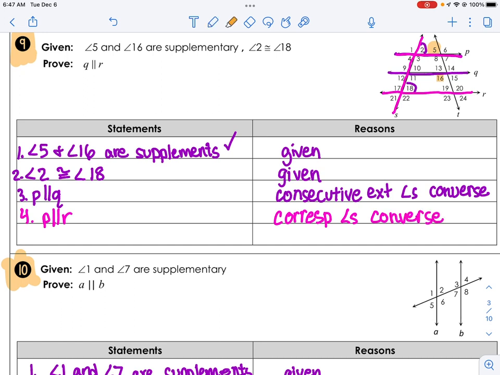And once you've got those two facts in 3 and 4, if P is parallel to Q and P is parallel to R, we can go ahead and say that Q and R are parallel to each other by the transitive property of parallel lines.